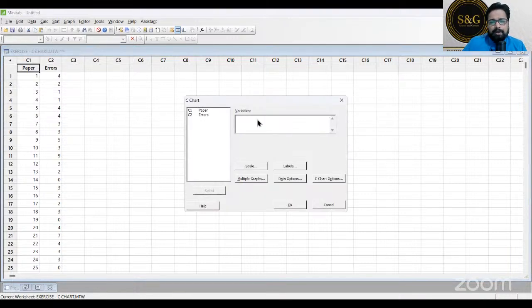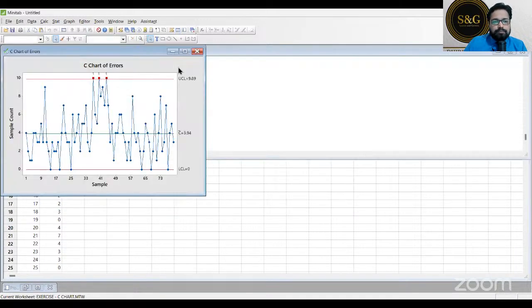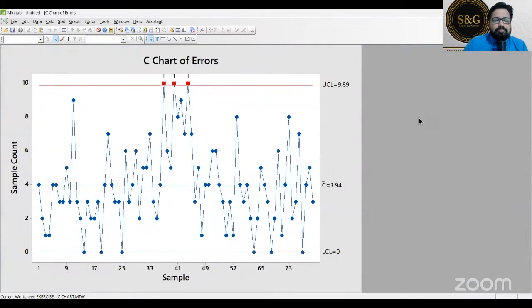So here this window will appear. In the variable column, you just have to select errors. That's it. Don't do anything else. Just select the error column, double click on the error column. Okay, if this is like this, just click in this column and then double click on error. It will get selected and say okay. Look at this. So this is the chart.